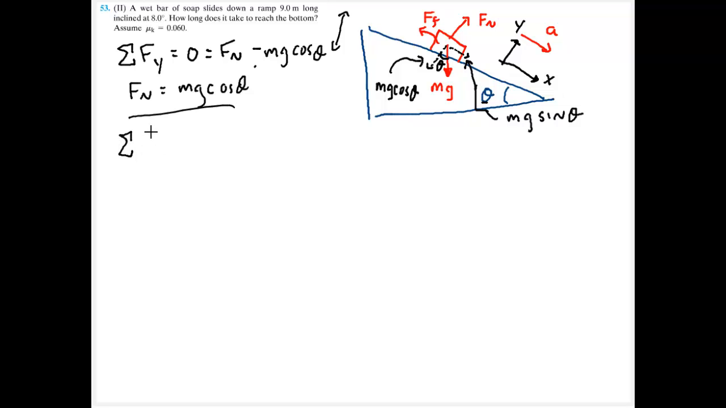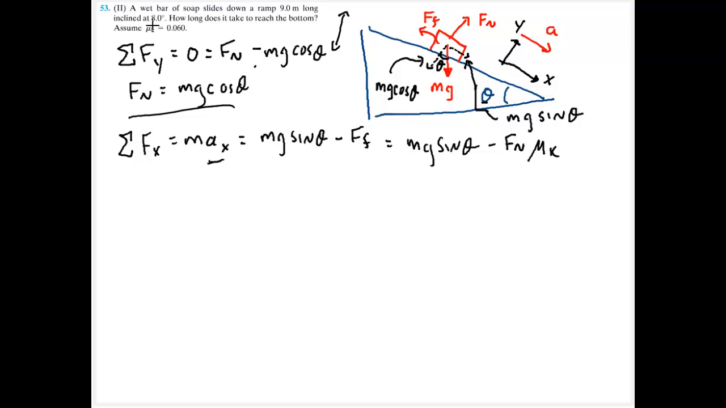Now let me take a look at the sum of the forces in the x direction. That's going to be the mass multiplied by the acceleration in the x direction. This is what I really want. And I'm going to have the mass times gravity times the sine of theta, my weight pulling it downwards, and friction is going to oppose that guy. I can rewrite my frictional force as my normal force multiplied by mu sub k, and here I have my normal force in terms of the mass times gravity and the angle.